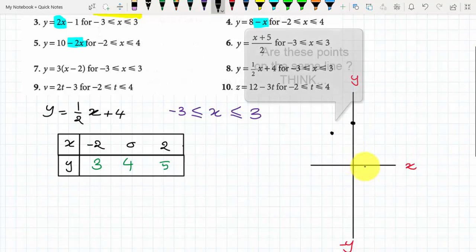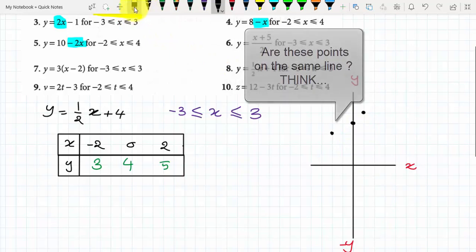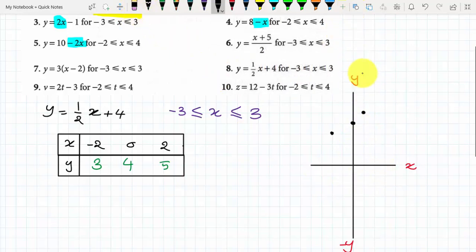And the third point is 2, 5. It's 1, 5. Look, I made a mistake, but all the 3 points together, they don't form up a straight line. Look, it's curvy. Straight away, I spotted that something went wrong. Then 2, 5 is right here. Now it's correct. We need it from negative 3 all the way to 3.